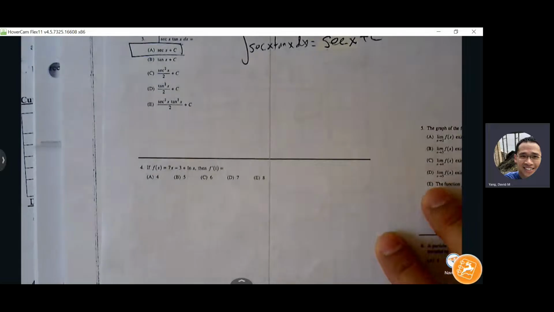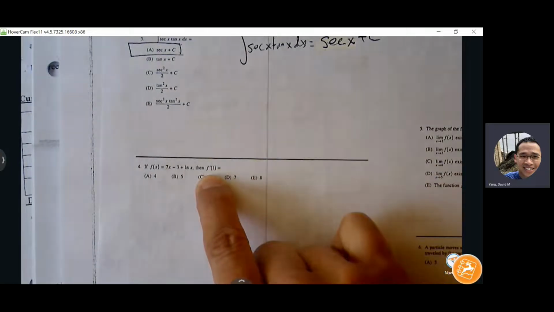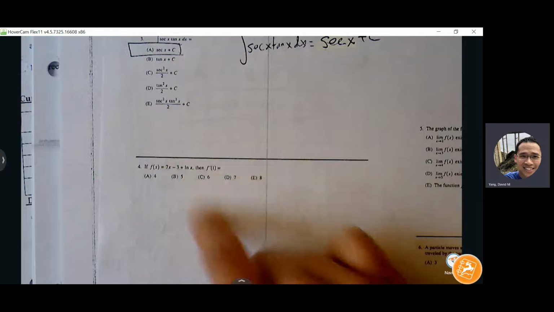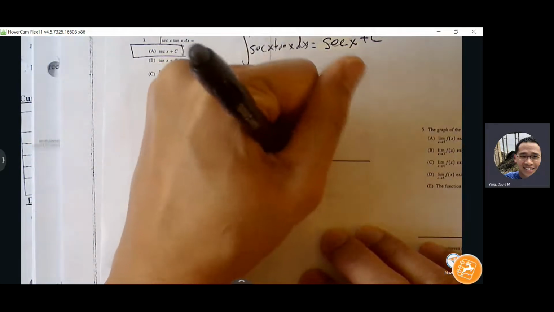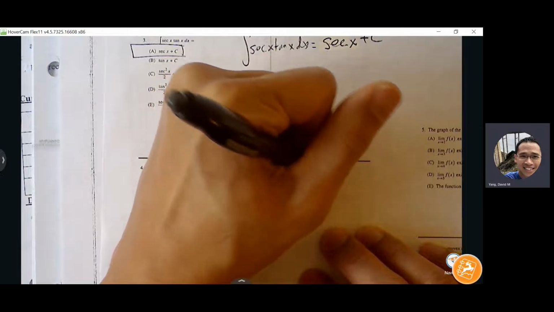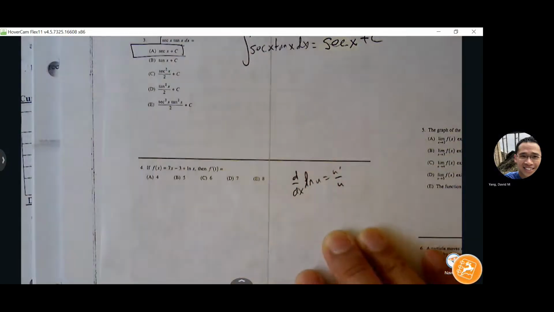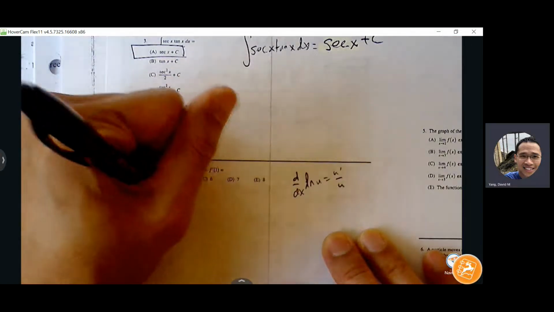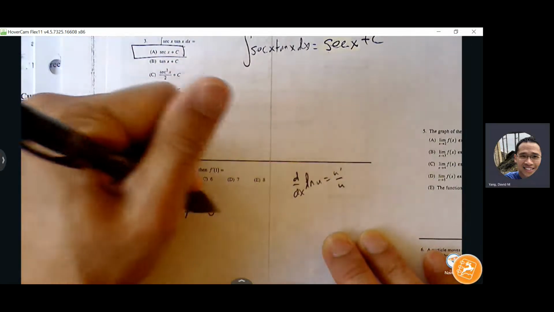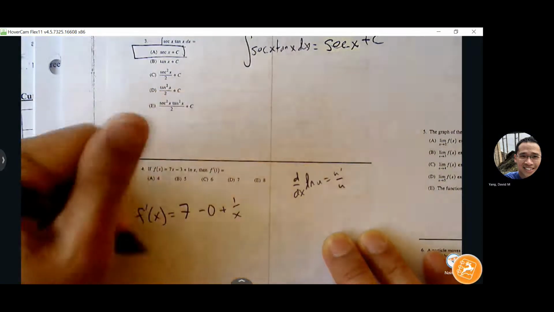Okay. 4 is pretty easy. Just have to find the derivative and evaluate the derivative at 1. You have to remember a rule here. The derivative of natural log of u is u prime over u. 7x becomes 7. 3 equals 0. Natural log of x becomes 1 over x.